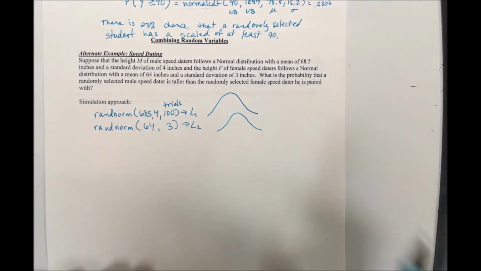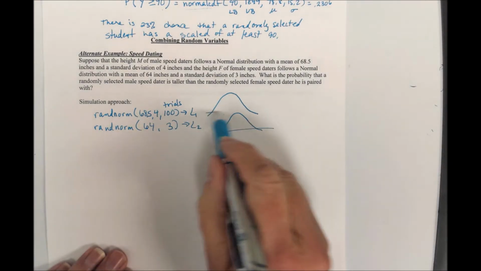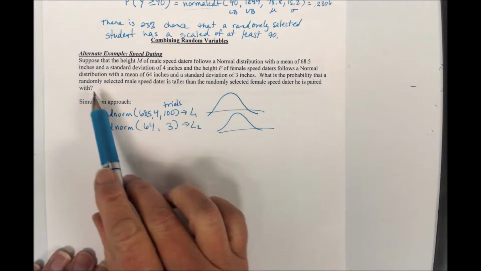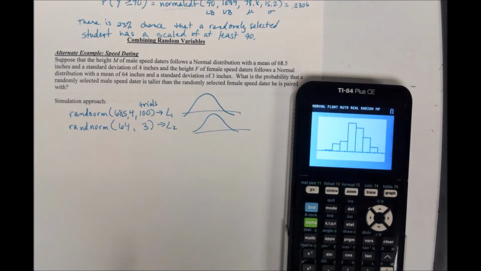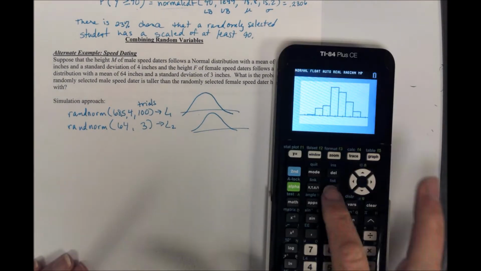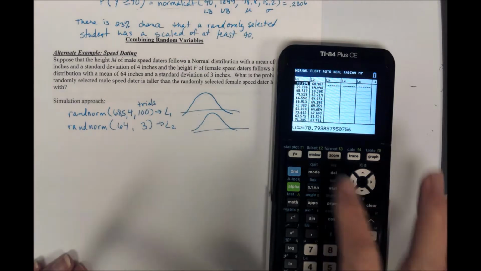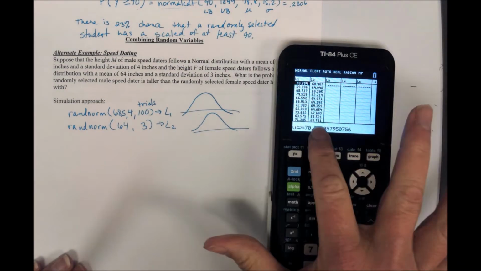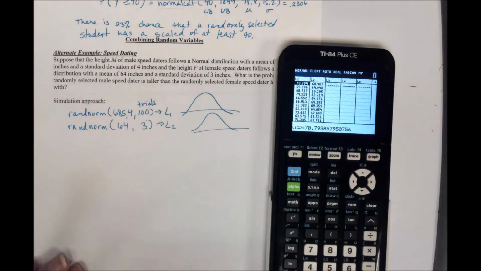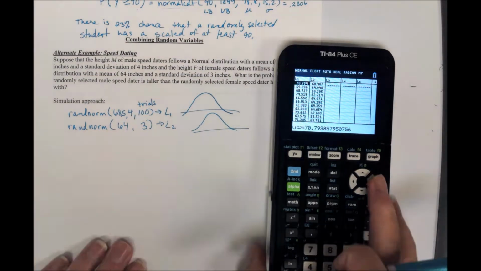So what I want to do afterwards is look at what's the shape after I combine them. So what's the probability that the male is taller than the female? How can I figure that out? I could look at each list and count how many times the number in list 1 was bigger than list 2, but I got 100 numbers here, so that's kind of time consuming.